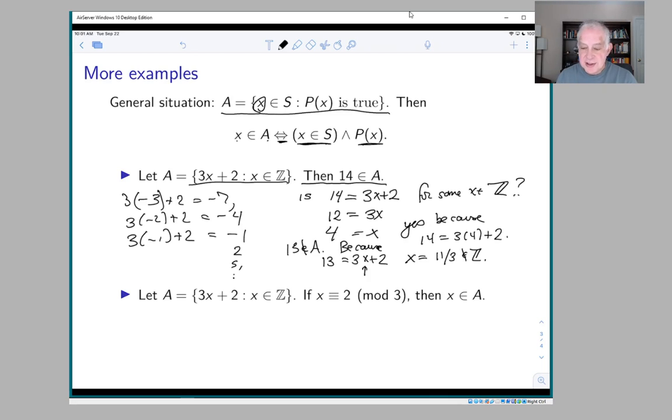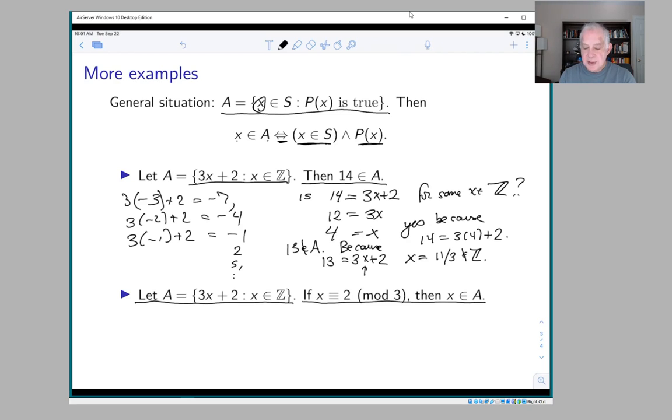Here's another version of a slightly fancier way of writing the same thing, maybe a little more general. So again, the same set A is the set of things of the form 3x plus 2 as x runs through the integers. And the claim is that if x is congruent to 2 mod 3, then x is in A.